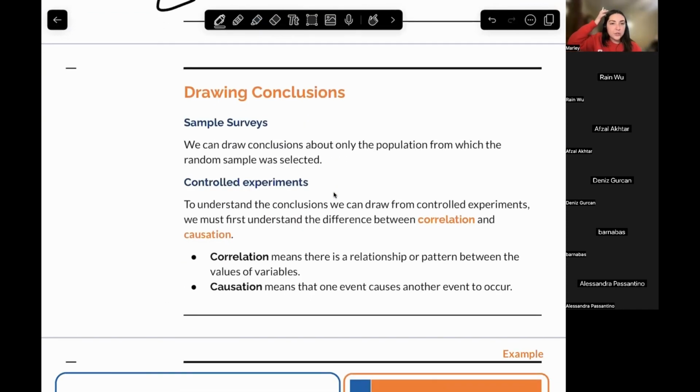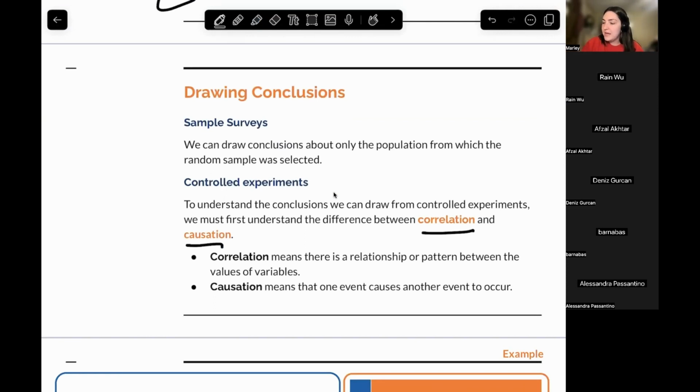Same thing with drawing conclusions. There are surveys, there are controlled experiments. Something you have probably heard before, but I don't know because it mainly comes up in statistics classes, is that they'll typically say: correlation does not always imply causation. Just because things are correlated doesn't mean there's a cause.